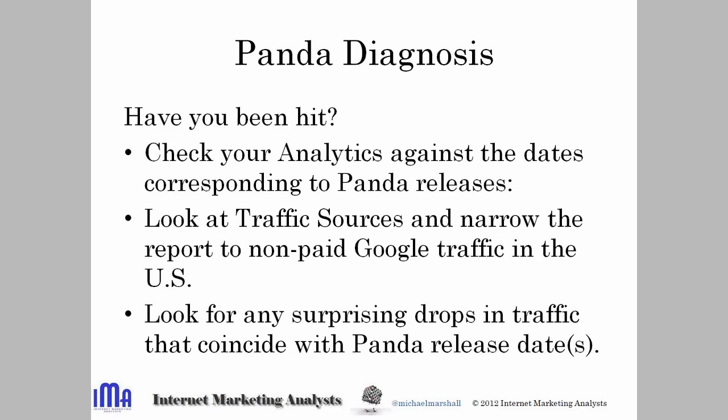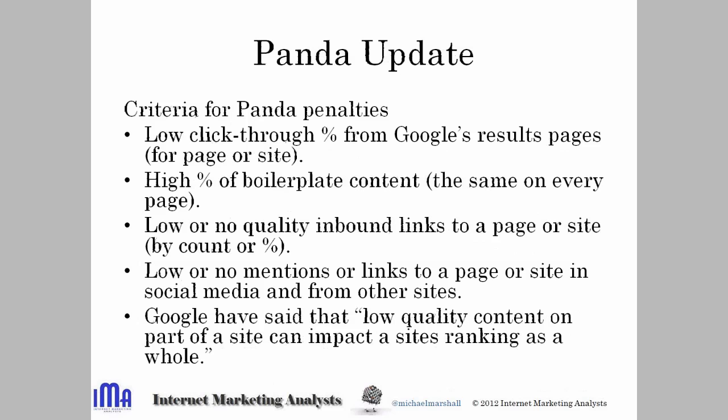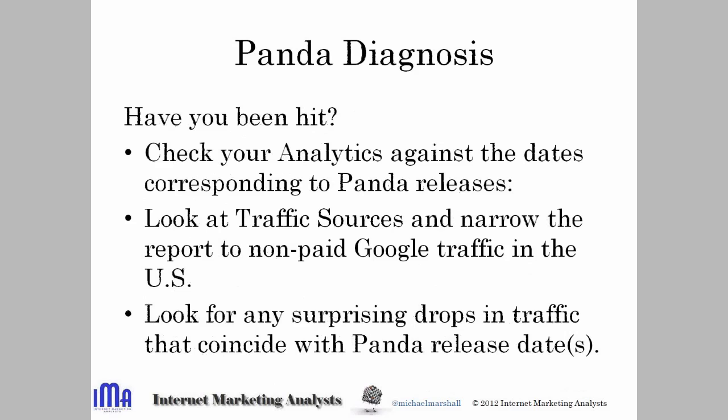And then you're going to have to figure out what that Panda release was touching on, and you'll usually find that out in the blog. And then you'll see if you have pages that violate the guidelines. Remember, you can't just look at a page that dropped and say, well, this is the page that Panda didn't like. Because, as we looked at before, low quality content on part of a site can impact the site's ranking as a whole. So you may see a page drop that's actually a high quality page, but it's your low quality page that's causing that.